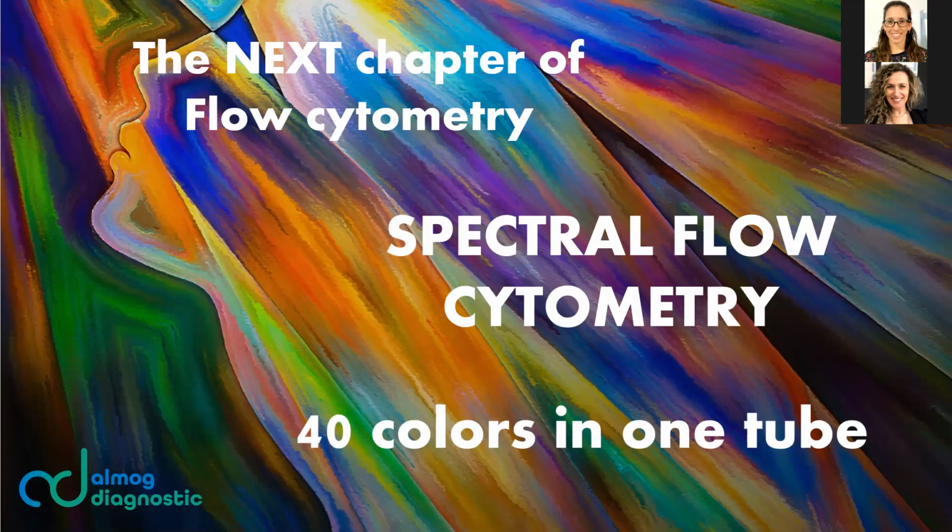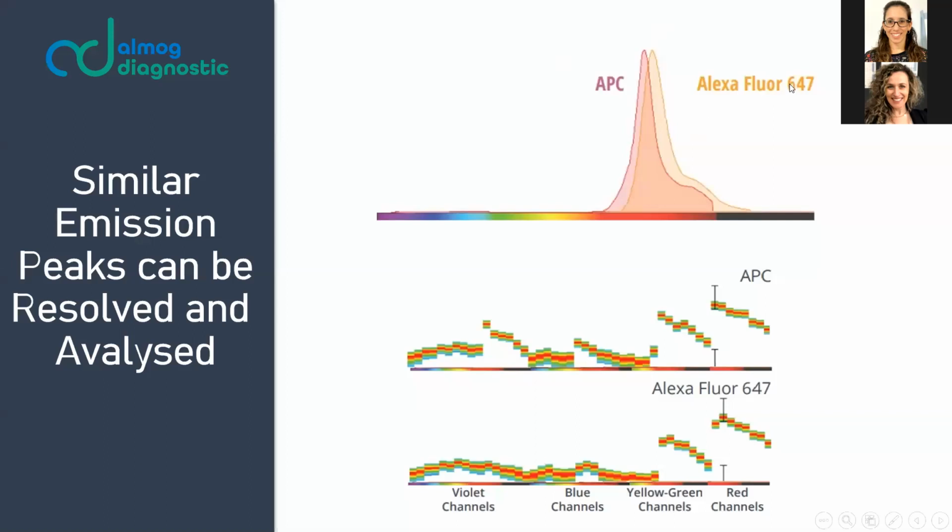So here is one example. APC and Alexa Fluor 647 dyes cannot be analyzed together in the same tube in conventional flow cytometry, since their emission peaks are almost similar. But in spectral flow cytometry, we get this spectral signature for each dye. When looking at these signatures, the main peak is, of course, in the same area, but there are other peaks, and this is the specific signature for all the other lasers and detectors.